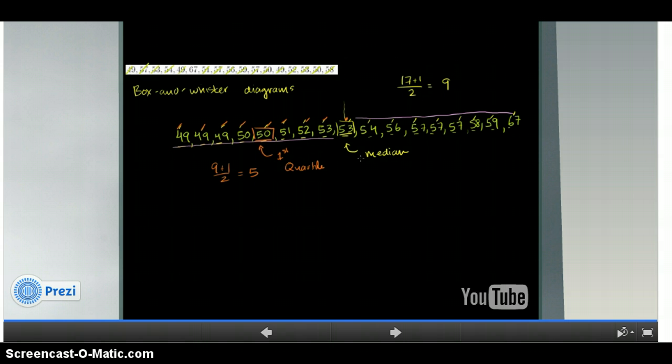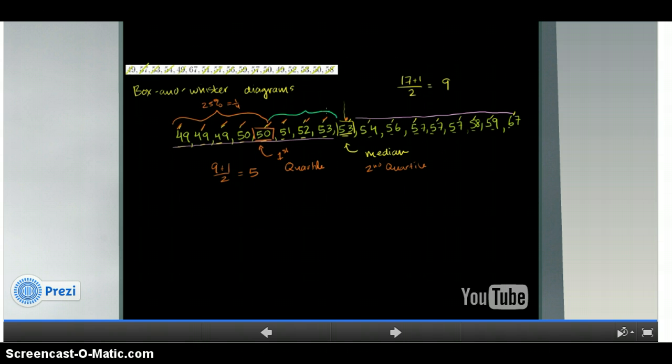Now, the second quartile is the median. This is the second quartile. I always imagine you have 25% of the numbers, or 1/4 of the numbers. It's the first section, a fourth of the numbers, and its upper bound is the first quartile.